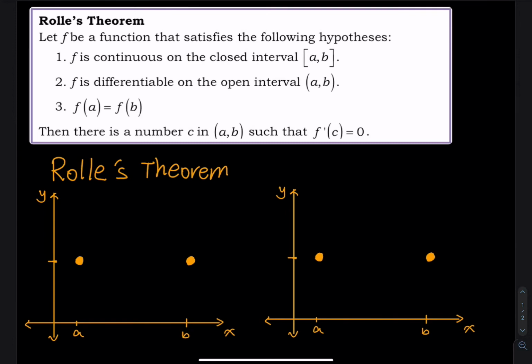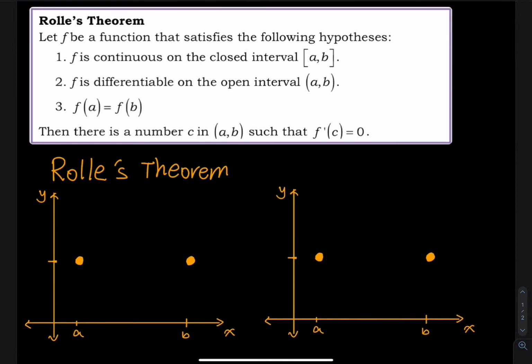So let's take a look at number one and number two, continuous and differentiable. What does that mean? Continuous, number one, means there is no discontinuity, right? So continuous from a to b means you are not going to see a vertical asymptote, and you are not going to see an open circle somewhere between a and b.